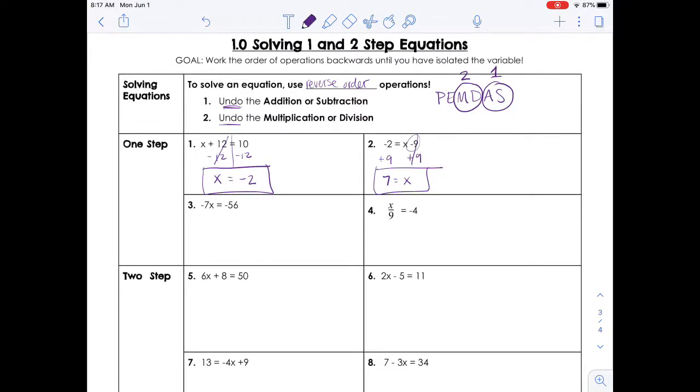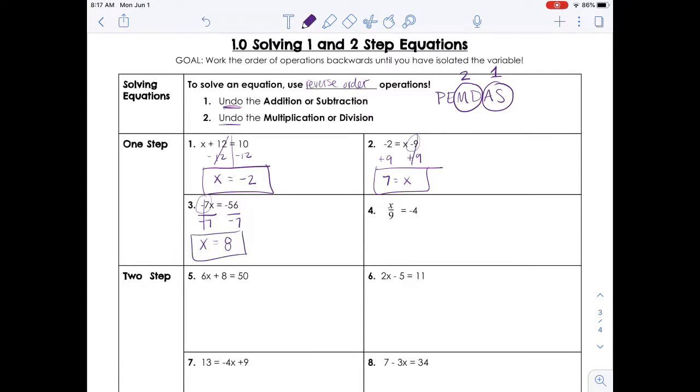Okay, here's number 3. I don't see any addition or subtraction. There are negative signs, but those are on the numbers. They're not operations. So then we're going to move on to step 2, which is multiplication and division. So I'm going to ask myself, what is being done to x? Well, x is being multiplied by negative 7. The opposite of multiplication is division. So I'm going to divide both sides by negative 7. Negative 7 divided by negative 7 is just 1. So we get 1x equals negative 56 divided by negative 7, which is going to give us positive 8.